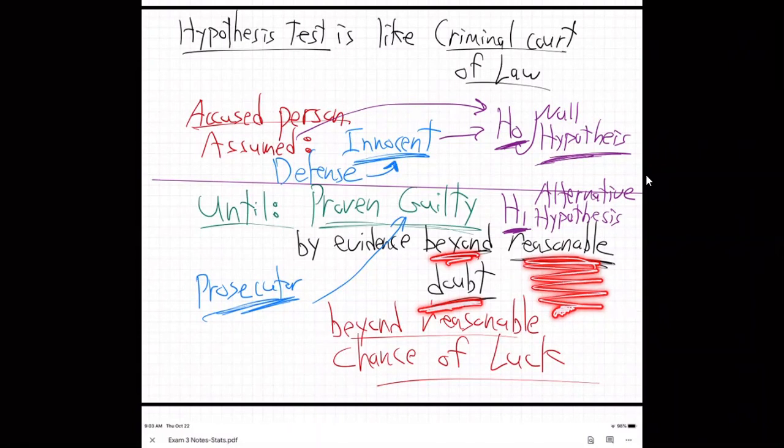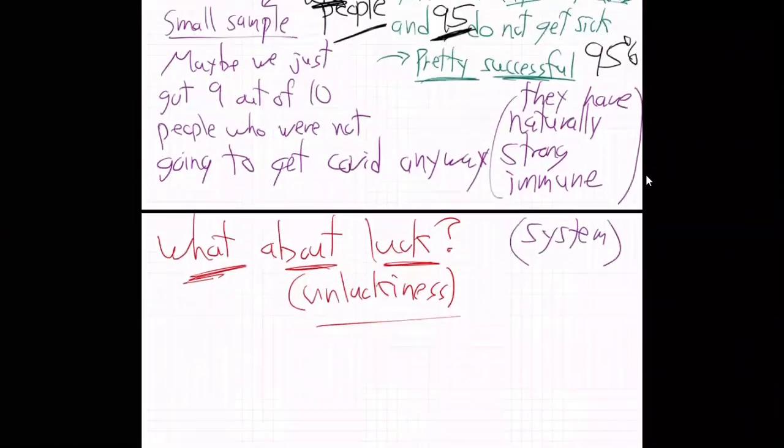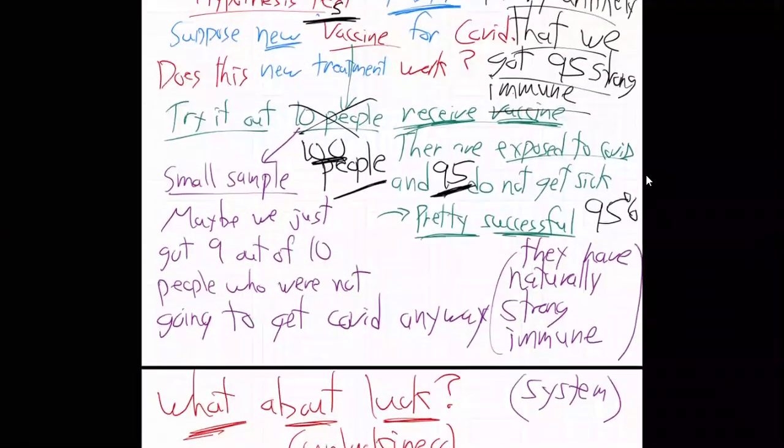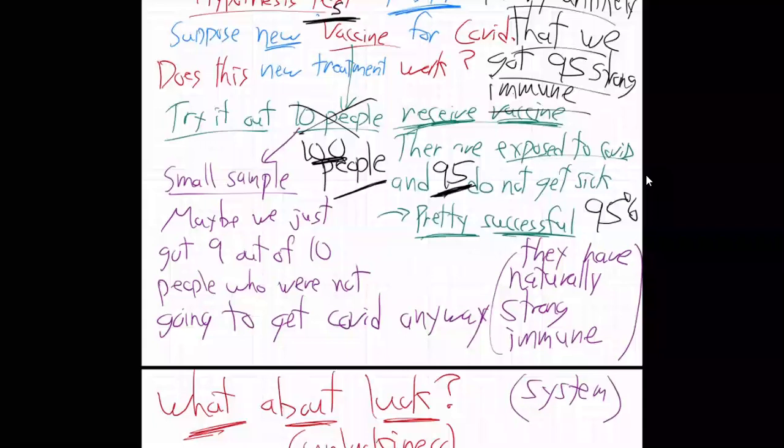Because you could always doubt, just like there could always be the chance of luck. Like in the example I told you up here with the COVID, right? You could say, well, maybe we just got a lucky 100 people. Okay, I'll do 1,000 people, which is probably what they'll do. 1,000, and we got 950. Well, maybe you just got lucky again, all 950. Well, come on. At some point, it's just not reasonable to think you got 950 lucky people out of 1,000. Could that happen? Yeah, I guess, but that's just not reasonable, is it?